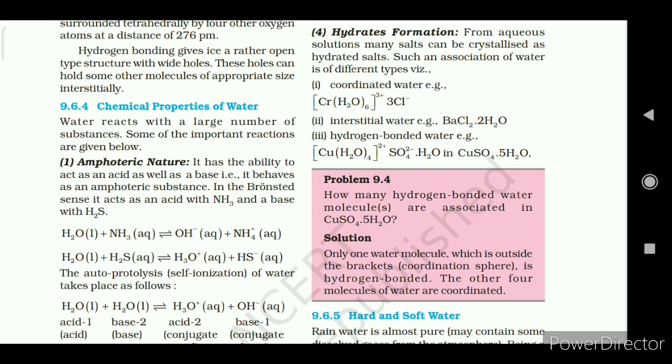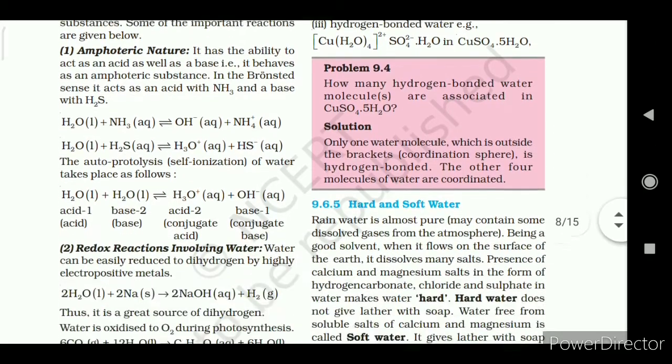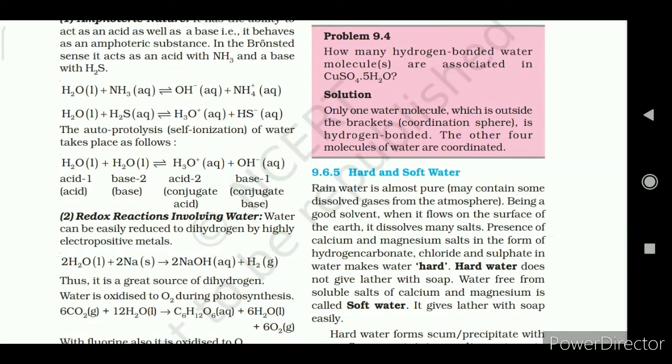Rainwater is almost pure. Being a good solvent, when it flows on the surface of the earth, it dissolves many salts. Presence of calcium and magnesium salts in the form of hydrogen carbonate, chloride and sulfate in water makes water hard. Hard water does not give lather with soap. Water free from soluble salts of calcium and magnesium is called soft water. It gives lather with soap easily.